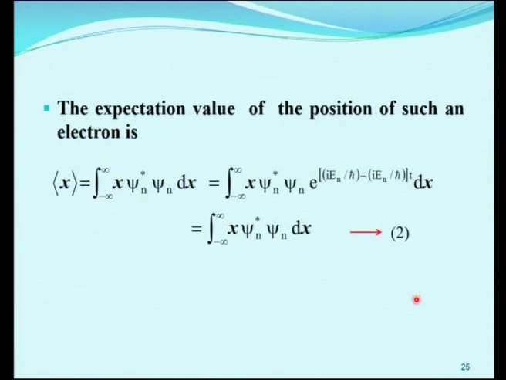The expectation value of the position of such an electron is the expectation of x, equal to the integral from minus infinity to plus infinity of x psi n star psi n dx, which equals the integral of x psi n star psi n e^(iEn t/h-bar) e^(-iEn t/h-bar) dx. On simplifying, we get the integral from minus infinity to plus infinity of x psi n star psi n dx. This is equation number 2.